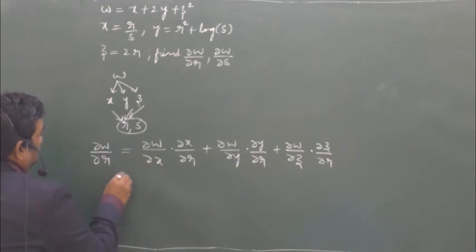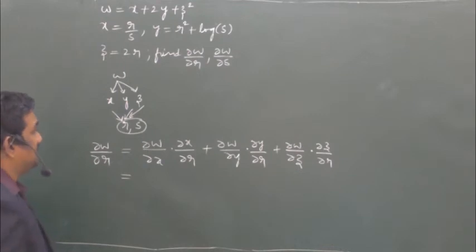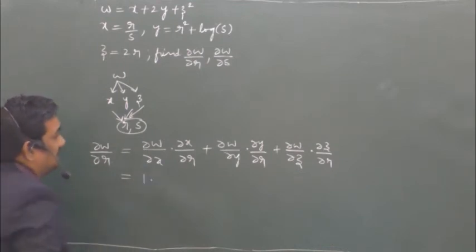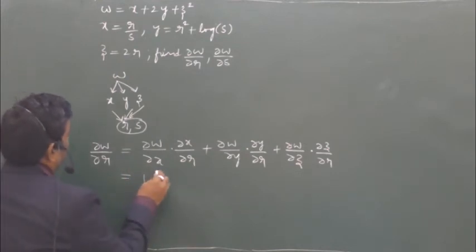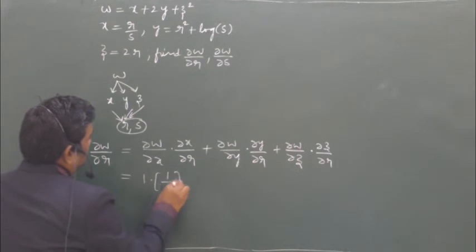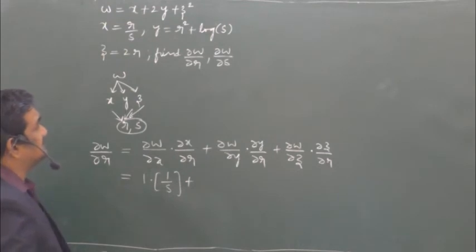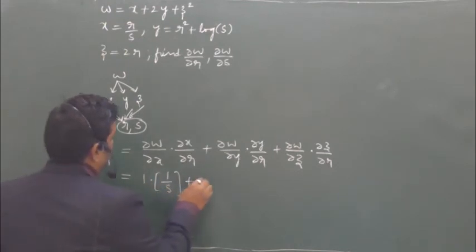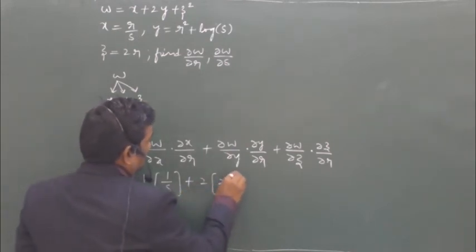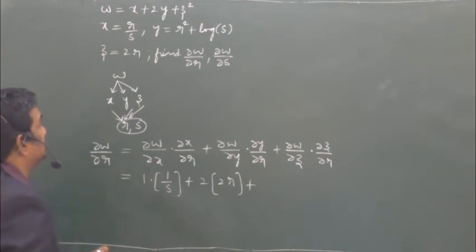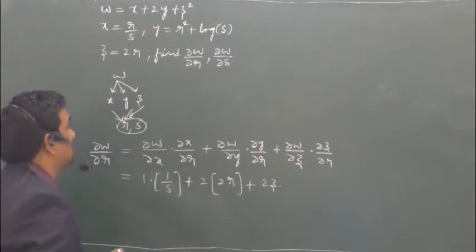Now we have w equals x plus 2y plus z square, then dou w by dou x is 1, and x is equal to r by s, then dou x by dou r is 1 by s. Plus, w equals x plus 2y plus z square, then dou w by dou y is 2 and dou y by dou r is 2r. And w with respect to z is 2z, and z with respect to r is 2.